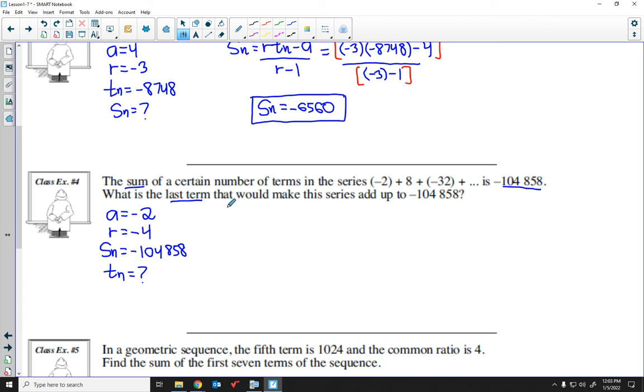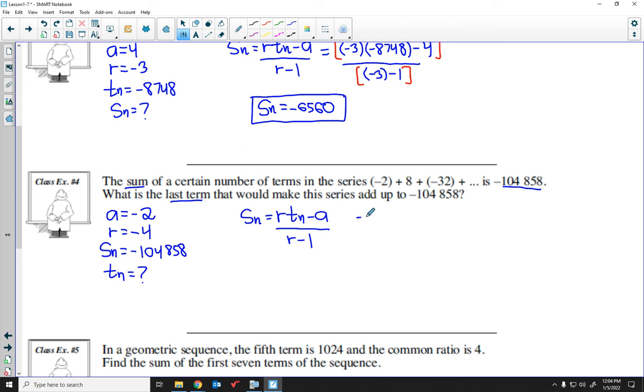So let's write down the equation that has the last term in it. That's the one we used in example 3. So that's S of n is equal to r times t of n minus a, and then divide by r minus 1. If I was manipulating this equation in physics, I would manipulate everything in terms of the variables first, but for a math course, I'm actually just going to plug in the numbers and try to isolate the one variable.